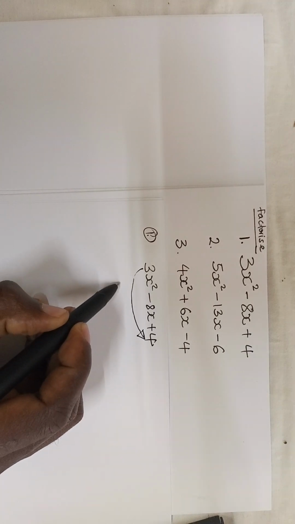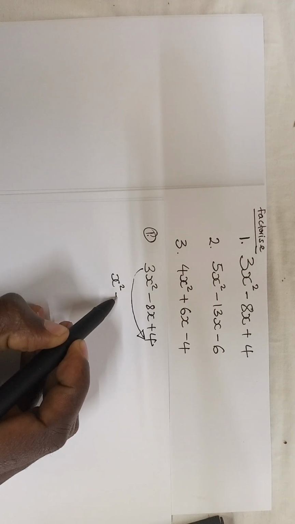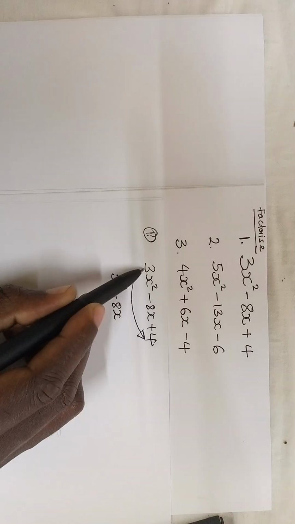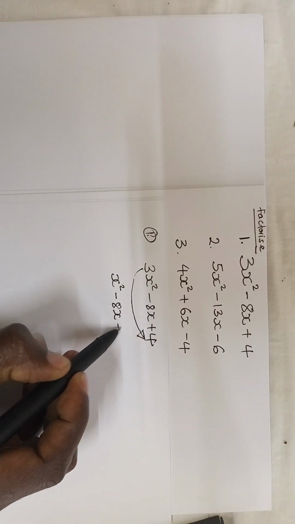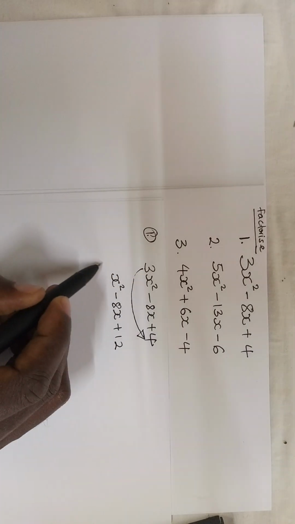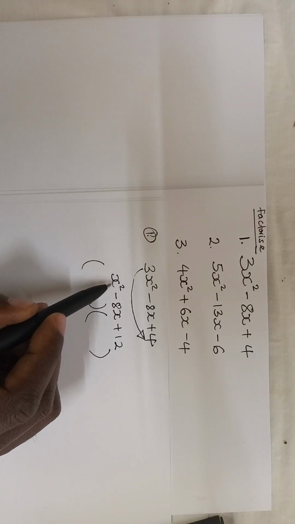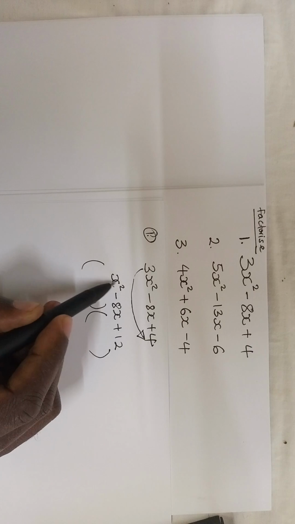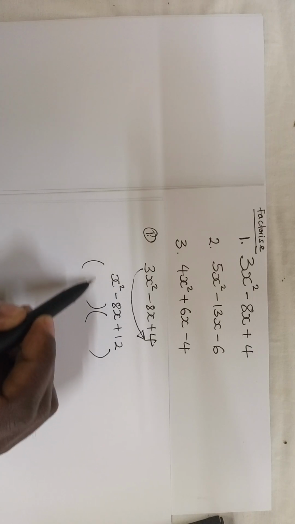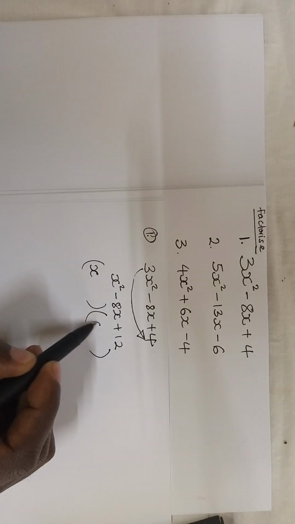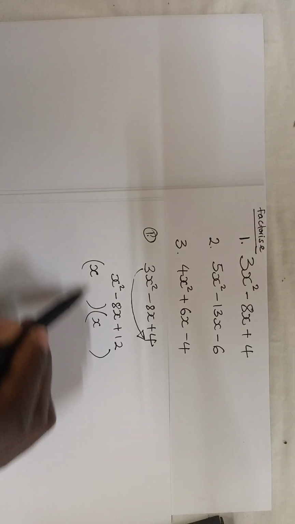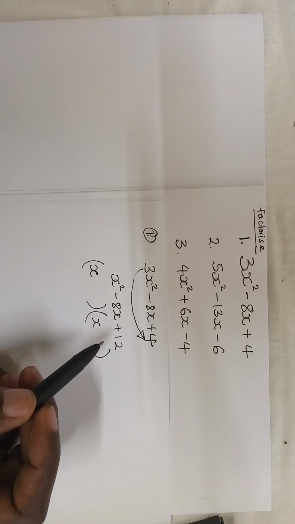And then now you write this as x squared minus 8x, then you have 3 times 4, which gives you a positive 12. Then now we can have these brackets here. So what multiplied by what should give you x squared? You have x and x. When you multiply x and x, it should give you x squared.